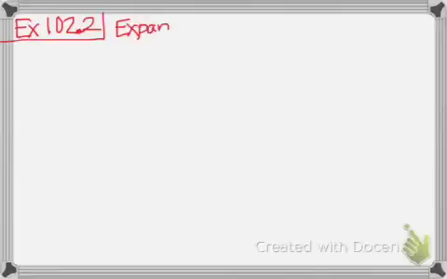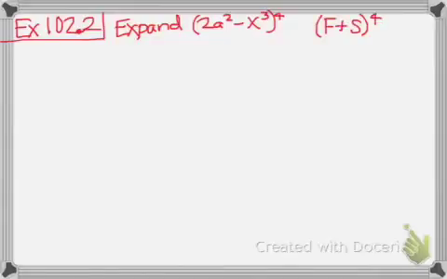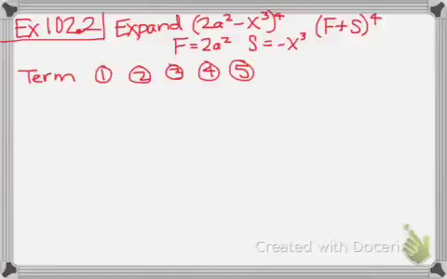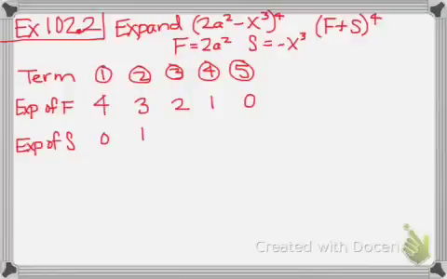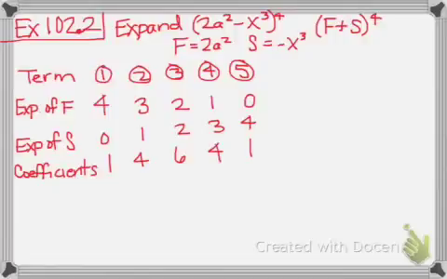Our next example is going to be a little bit more drawn out because it just says expand this expression, 2a squared minus x cubed all to the 4th power. So what we'll do is we'll first substitute f plus s in for 4, let f equal 2a squared, and let s equal negative x cubed, and we'll make our table. It's going to have 5 terms. The first is going to go from 4 in descending order, and this second is going to start from 0 and then ascending order, and then our coefficients, 1, 4, 6, 4, 1.